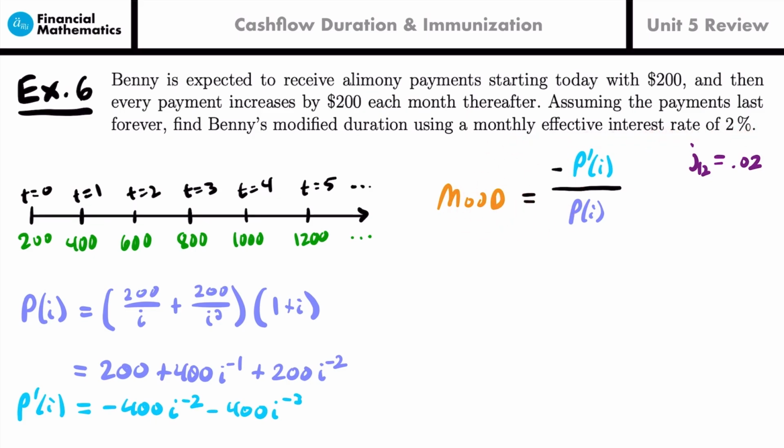And I should clarify here, I was a little sloppy with my notation. I am assuming that these i's are a monthly effective interest rate, okay? All of these periods represent a month. So these payments are being made monthly.